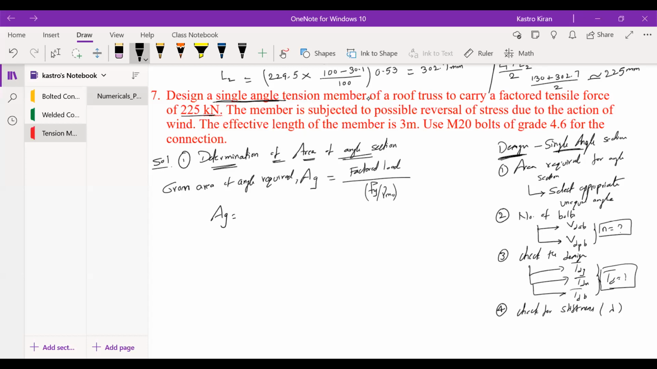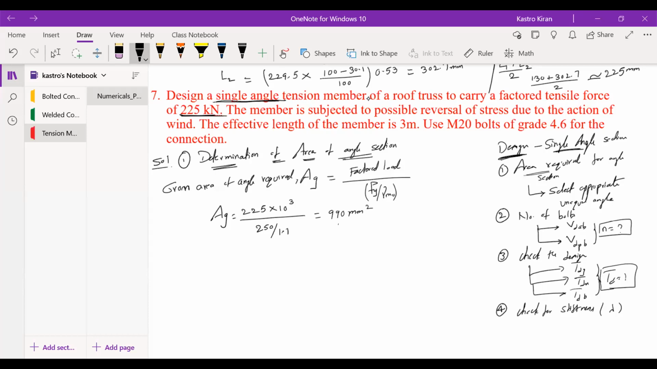So therefore, gross area AG equals, what is the factored load that is given in the question? It is 225 kilonewtons. So 225 times 10 cube, I'm converting into newtons. So the value of Fy is 250 and gamma m0 is 1.1. So if you solve for this value, the gross area will be obtained as 990 mm square. So this is the gross area required. That means, if you are selecting an angle section, the first thing is clear here. We have found out the area.